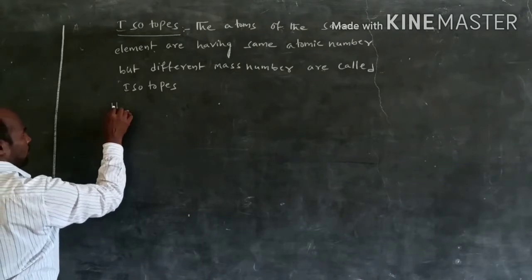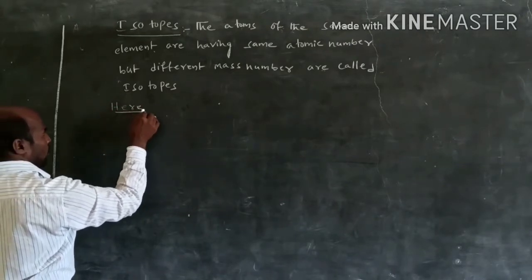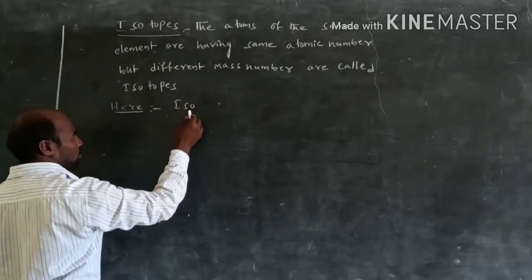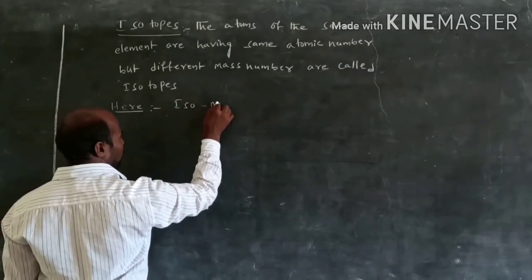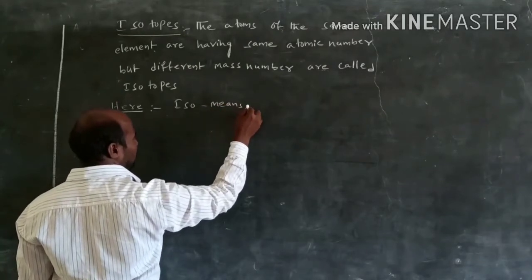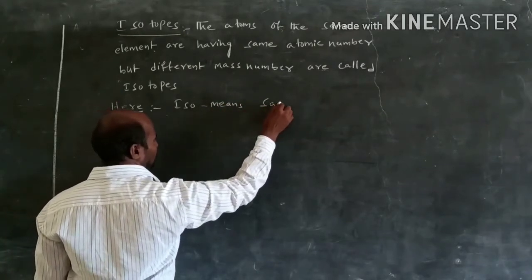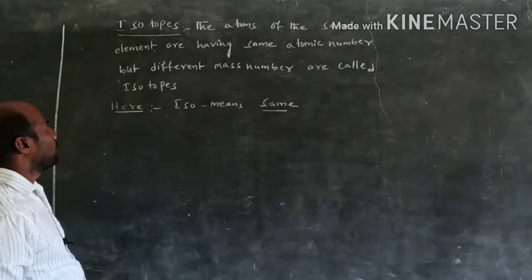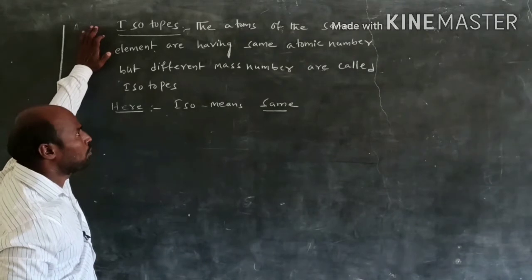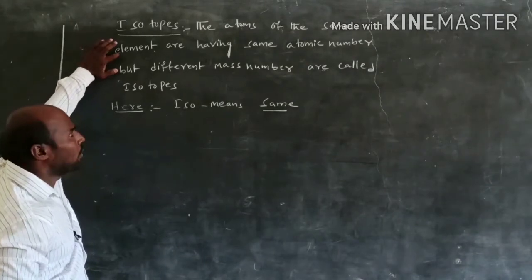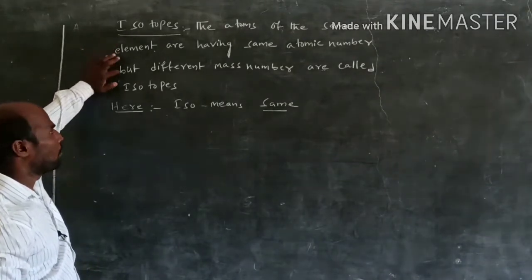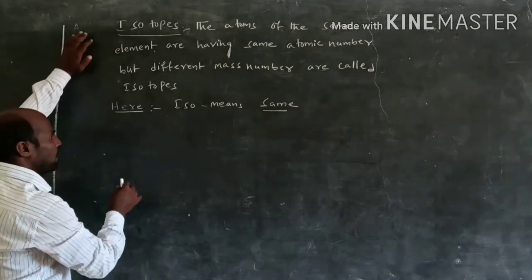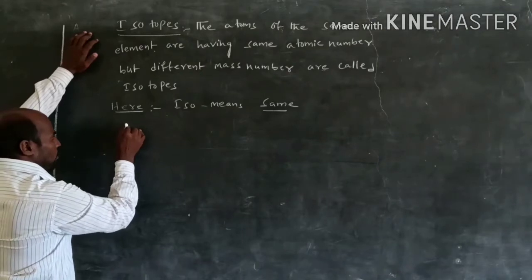Here iso means same. So how can we define isotopes? The atoms of the same element are having same atomic number but different mass number are called isotopes. Here I can take one example.